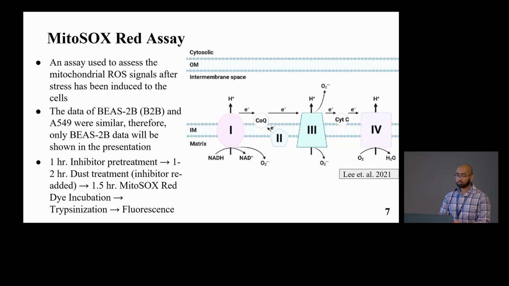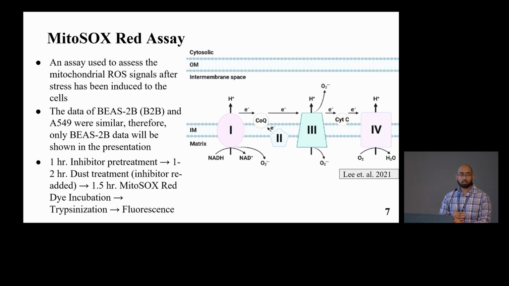So now we're going to get into the assay that was used for this investigation. So the idea here is that we use two lung epithelial cell lines. We used A549 and BEAS-2B, also known as B2B for short. And the way the assay worked is that we plated the cells to a certain cell count the night prior to the experiment. Then we did a 1-hour inhibitor pre-treatment with our desired concentration of inhibitor. Then we did our 1 to 2 hour dust treatment with the LHS-1.